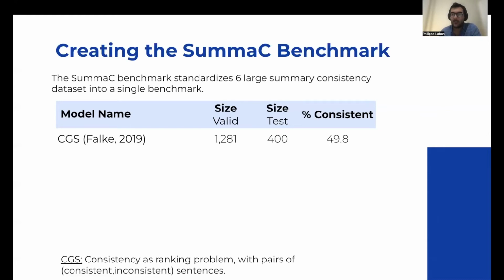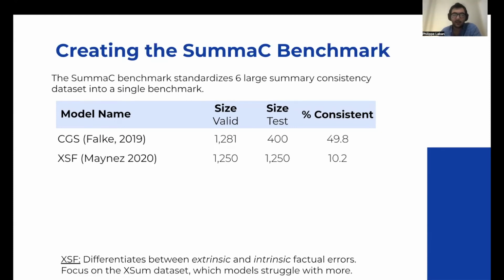The first data set is CogentSum, or CGS, which came out in 2019. In CogentSum, the authors proposed that summary consistency detection should be a ranking problem in which, given a single document and 2 sentences, one consistent and one inconsistent, a summarizer model should put higher weight on the consistent than the inconsistent one. The second data set is XSumFaith.